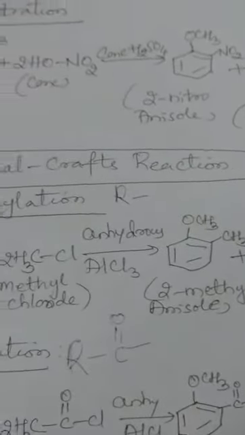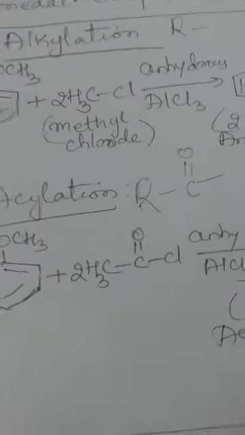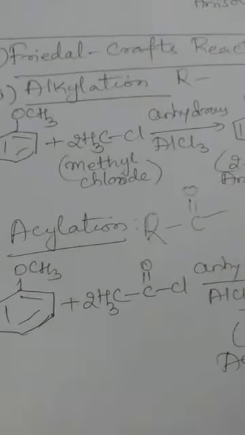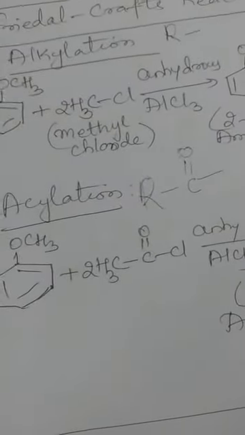Now next is the acylation reaction. If you compare this, CH3CO is taken here. The acetyl group is taken as an example. In general, I have said that the acyl group is represented as the RCO group.